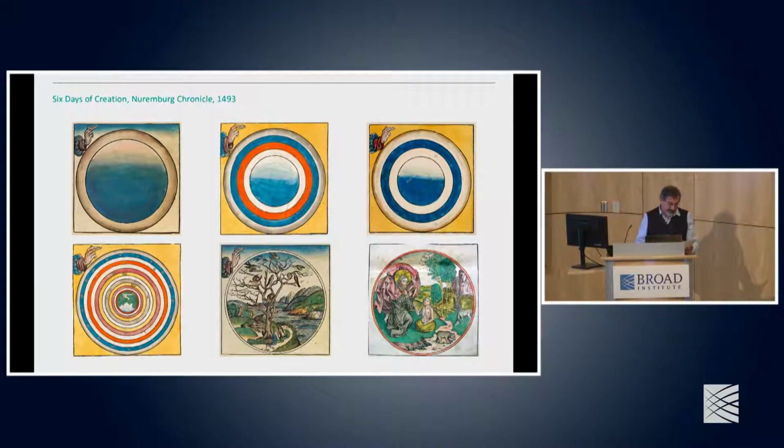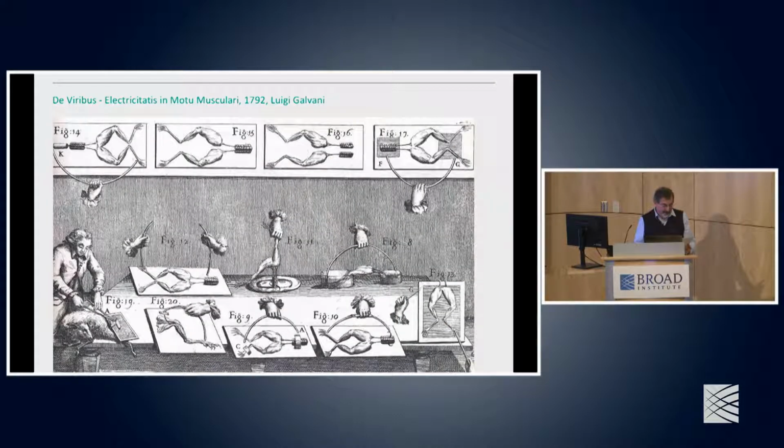The language of scientific explanation absorbed many elements already established in the language of theology. In the Nuremberg Chronicle, that hand in the upper left is a visual code for God's act of creation. These hands appear as vectors of action in Galvani's illustration of his experiments with animal electricity.